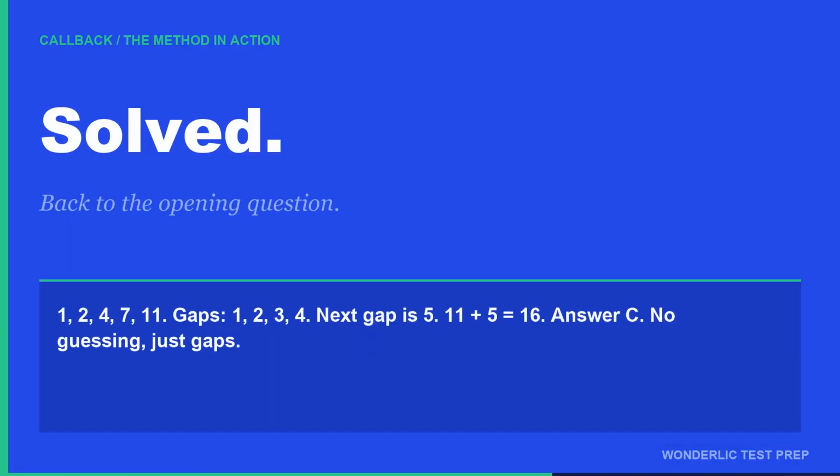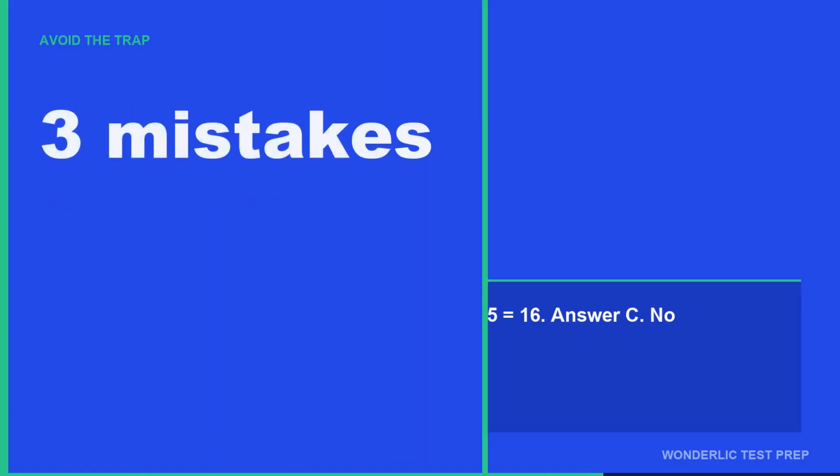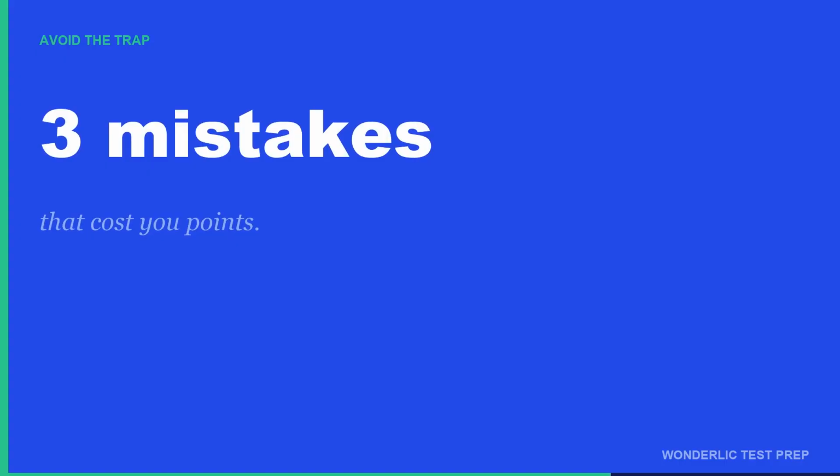Now back to our opening question. 1, 2, 4, 7, 11. Write the gaps 1, 2, 3, 4. So the next gap is 5. 11 plus 5 is 16. The answer was C all along. No guessing, just gaps. Before you go, 3 mistakes that quietly cost people points.